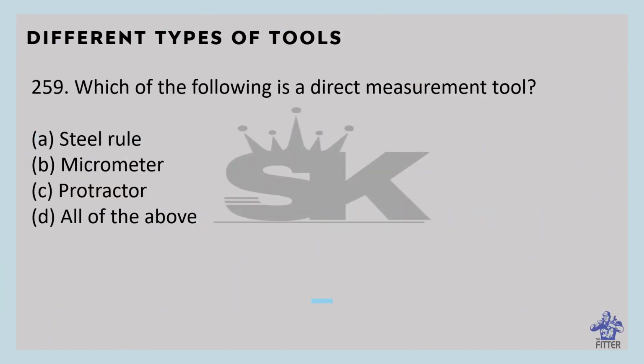Which of the following is a direct measurement tool? That is all of the above. Steel rule is a direct measurement instrument. Micrometer and protractor are also direct measuring instruments.